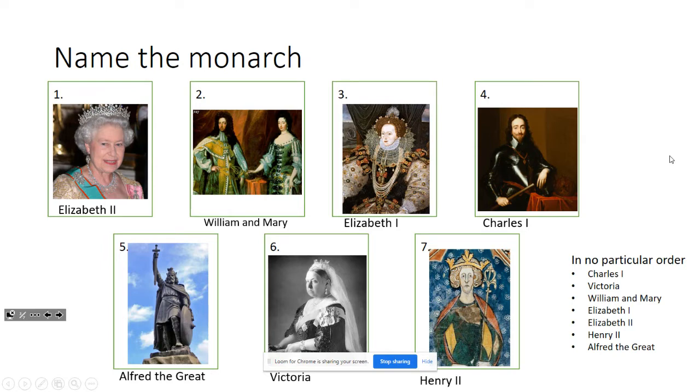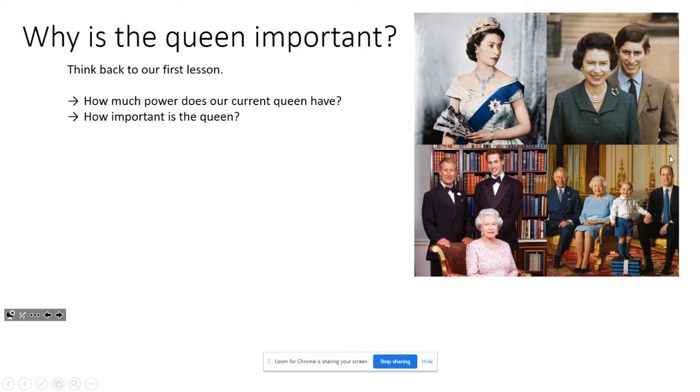And before we move on, we just need to remind ourselves about what Queen Elizabeth actually does. So I want you to think back to our first lesson. How much power does our current queen have, and how important is the queen? Spend 5 minutes writing down some bullet points and come back to me after that.